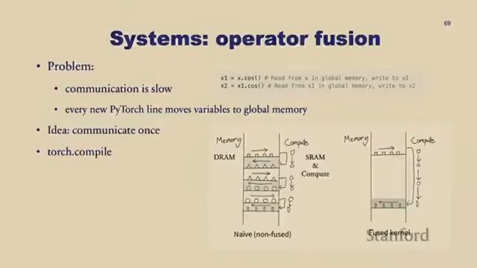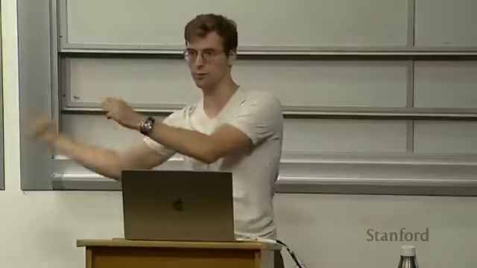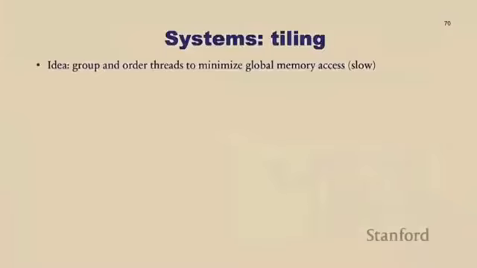So if you ever want to make your computations in PyTorch much faster, just apply torch.compile on your model. This is going to make your model around 2 times faster. What it does is simply rewrite your PyTorch code, basically in C++ and CUDA, to do the communication only once, then do all the operations, then ship it back.